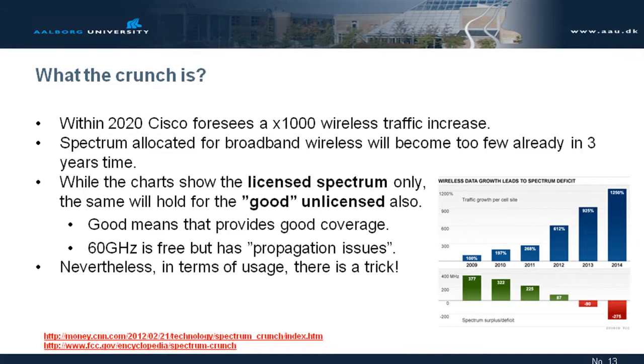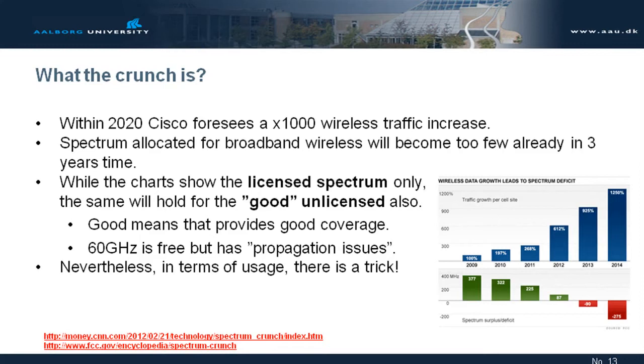So, let's see if this guy works. Now, let's see what the Federal Communication Commission, the same guy that was issuing licenses, foresees in terms of broadband data. It foresees that here, you know, this is the traffic data growth from 2009 to 2014. And as you can see, it's 1,250% of the traffic in only 5 years.